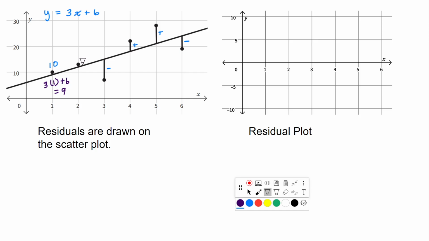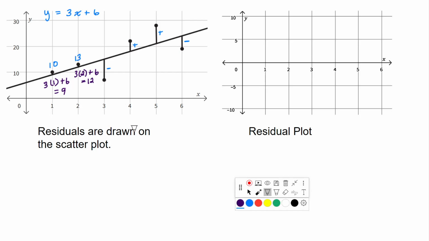This next one is going to have an actual value of 13, and the residual value will be found by taking 3 times 2, that's the x value for that point, and adding 6. So 3 times 2 is 6, plus 6 is 12, and the residual value for that is also going to be 1.